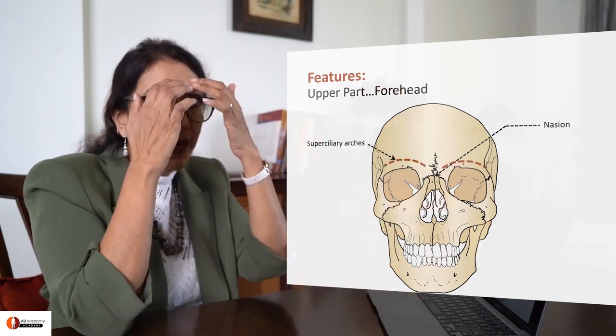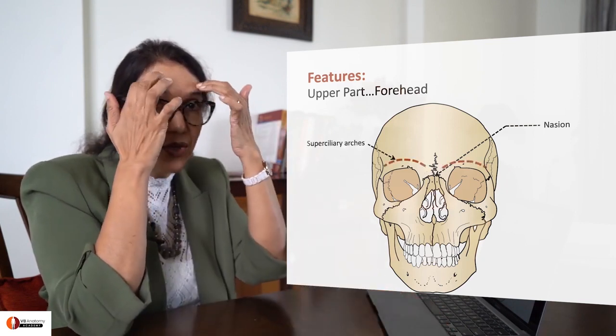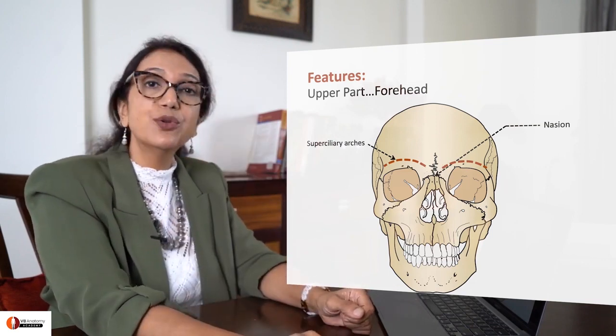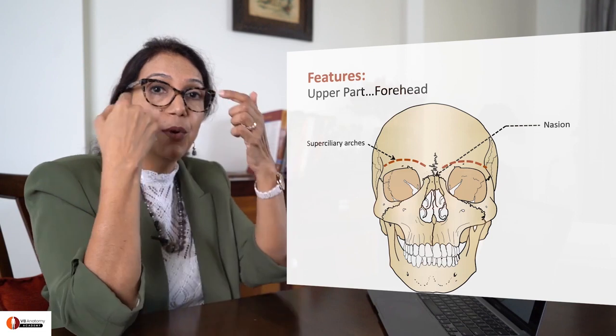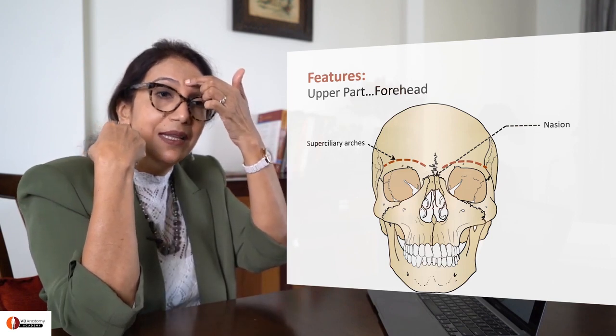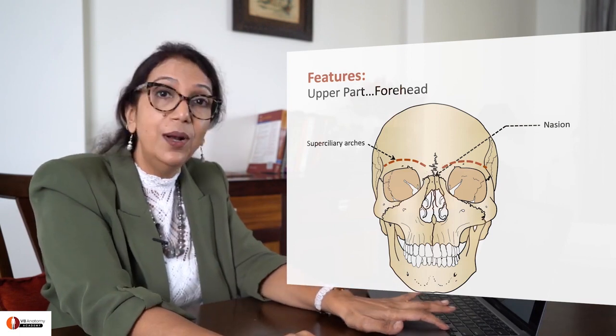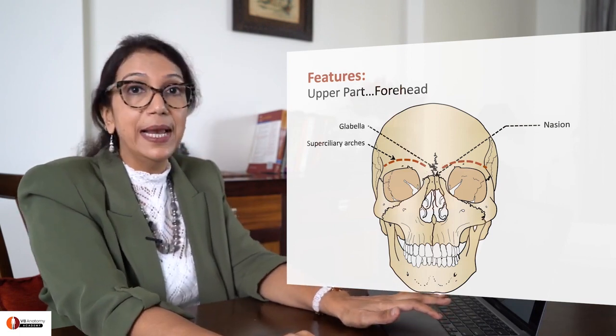Above your supraorbital margins, you will find two arches here. Feel them? These arches are called the superciliary arches. And the point where they meet in the midline, there is a little prominence which is called the glabella. What is it called? It's called the glabella.